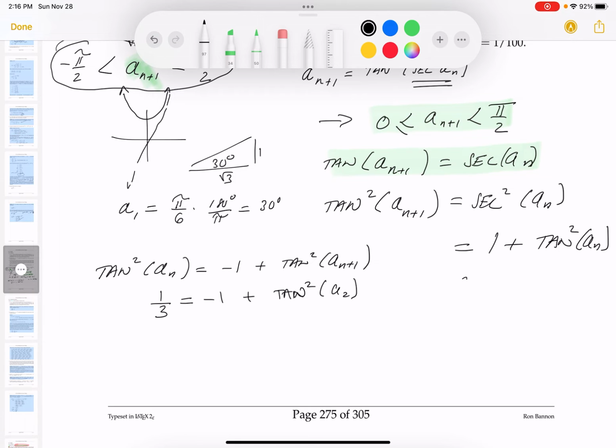All right, let's write this down. A1 is pi over 6. Well, I already have it written down. I do know the tangent squared now. All right, let me put another one down. So the tangent squared A2 would equal, let's see, we're doing this over here, -1 plus the tangent squared A3.